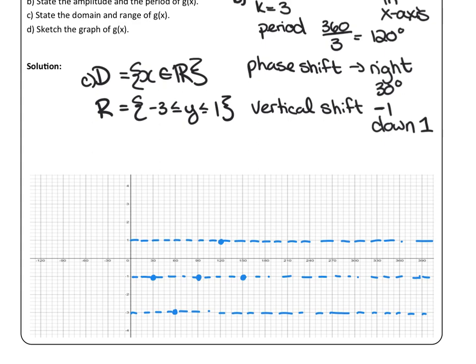Now when I go to graph it, I just try to connect those 4 points. And you can keep going if you want. And there you go. That is how I graph it. I plot my important lines first, my midpoint, my max, and my min, and then I try to stay within those lines according to my period and my phase shift.